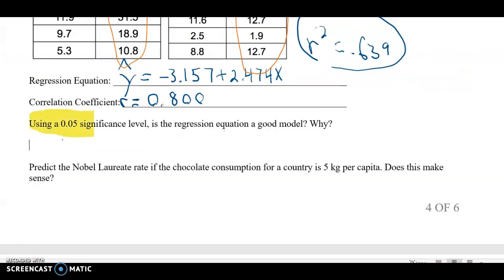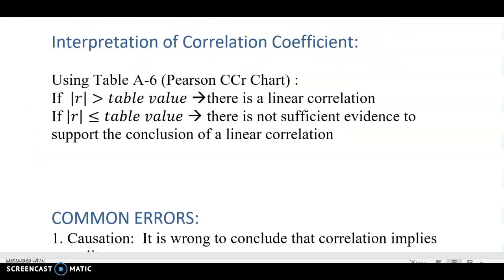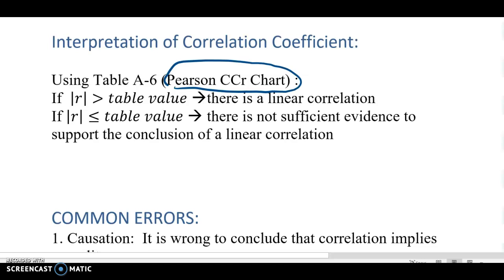We're asked using a 0.05 significance level is the regression equation a good model and why. If you remember on page 2 of this document, we have our Pearson correlation chart and we also have our rules for this. So let's look at page 2. We're going to look in our Pearson table that's going to be to the right of these notes, and if the absolute value of R is greater than our table value, we have a linear correlation, and if it's less than or equal to, we do not have sufficient evidence.